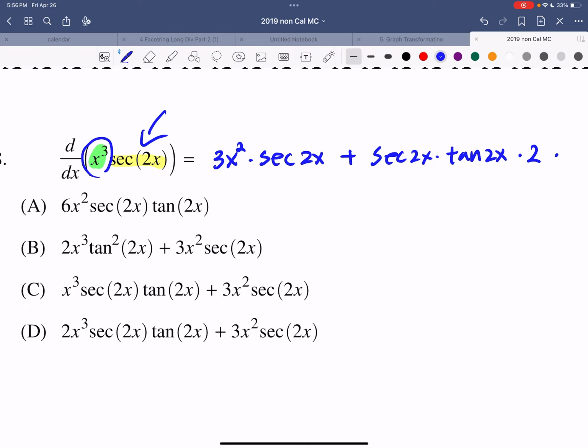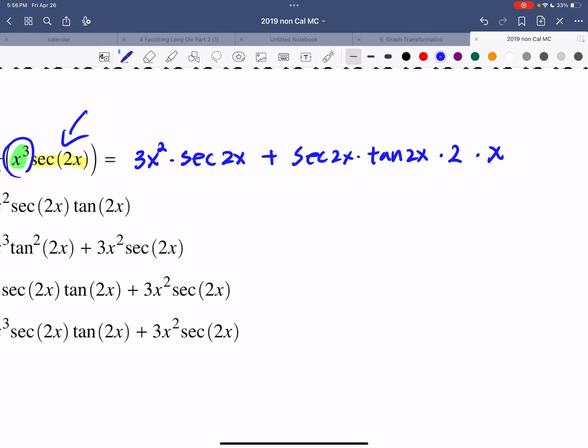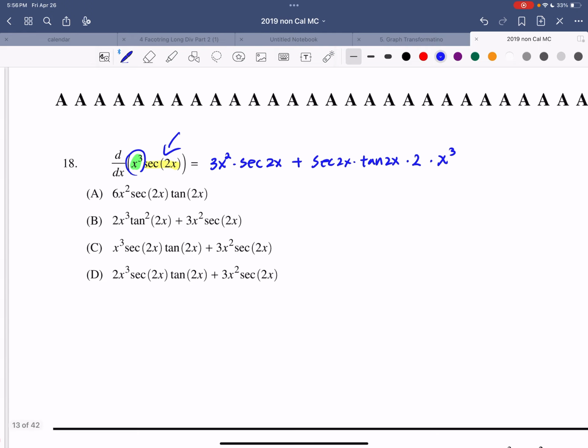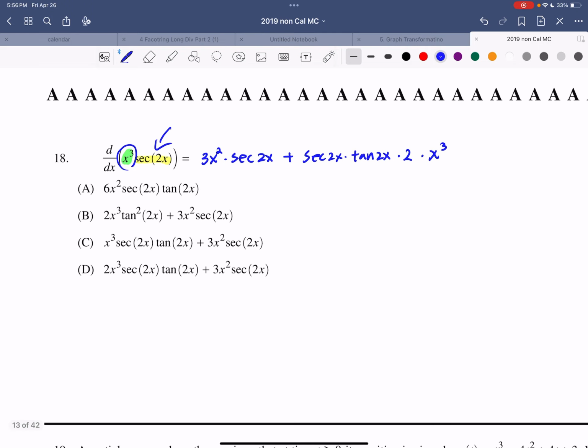Multiply by original one, x to the third power. So this one is a chain rule of chain rule of chain rule, I believe. So which one of these is going to be the answer? This one has this, this one has that, this one has this, and now this one, if I move this one to the front, it's going to be here. Yeah. So the answer is going to be D.